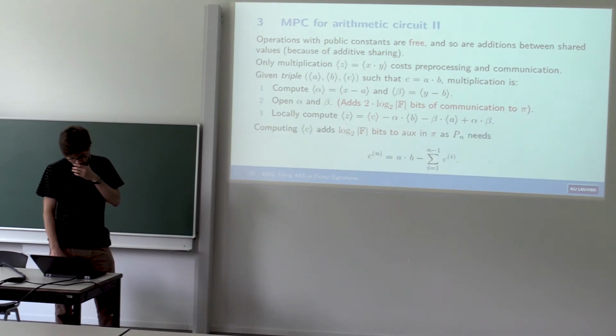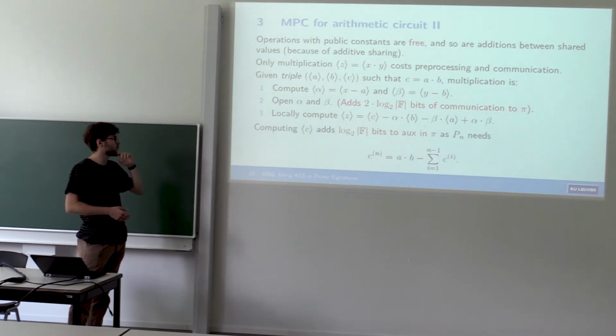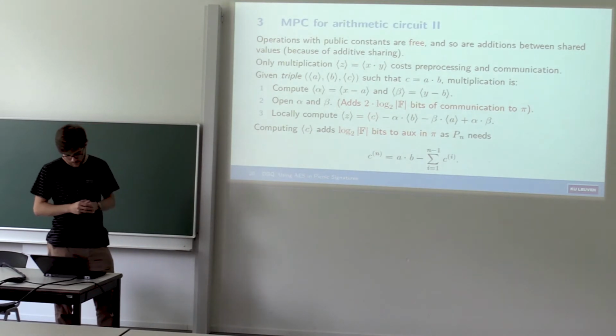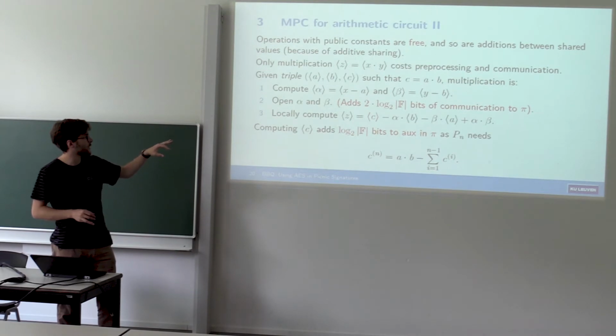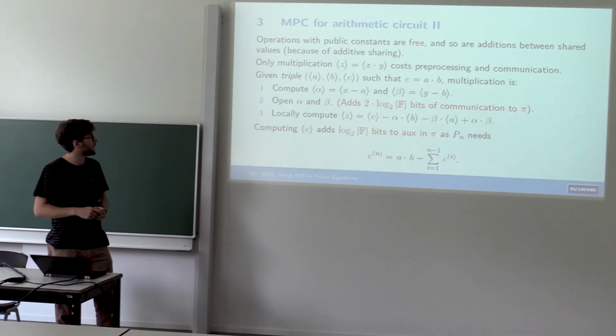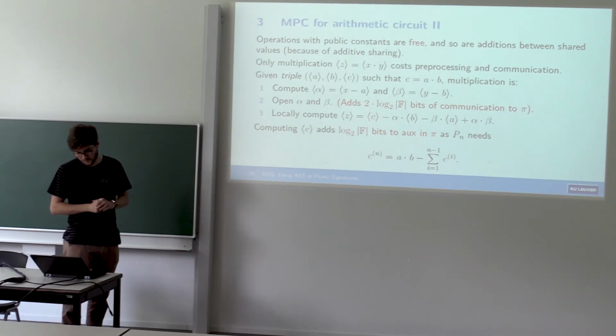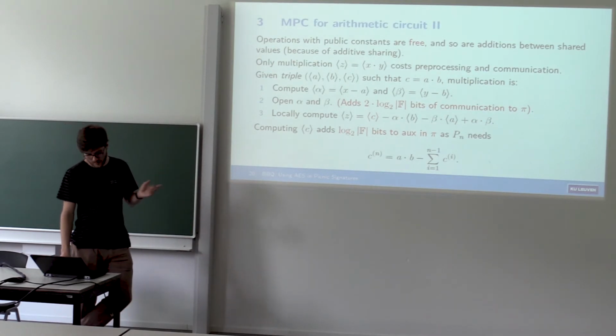So if we need to compute C in the preprocessing, again, we have a field element that needs to be added to the correlated randomness component of the proof. So in this context, it costs us three field elements to do a multiplication. One in the preprocessing and two in the online.